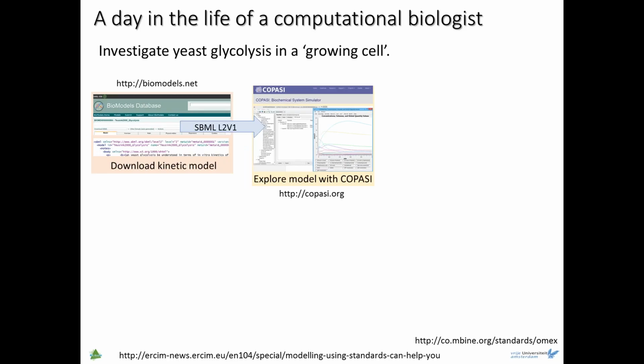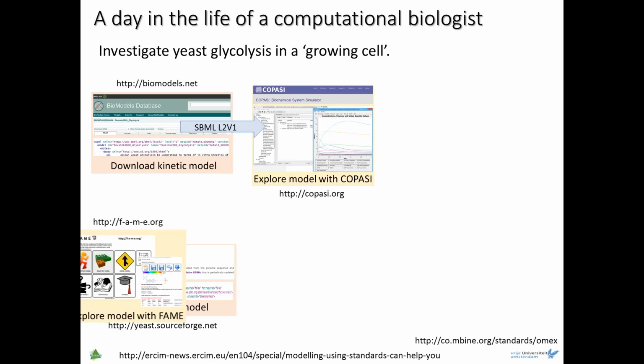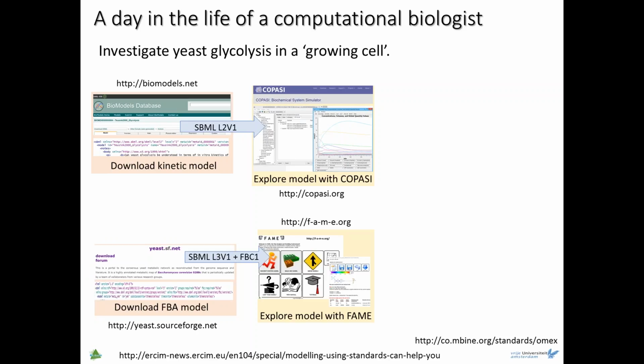So for that, you need a different type of model. So you need a whole cell model of yeast, and you've heard that one exists. A community consensus model is available from the site YeastNet on SourceForge. And you think, well, that might also be interesting. So fortunately, you can download that model in SBML level 3 and load it up into the FAME online simulator.